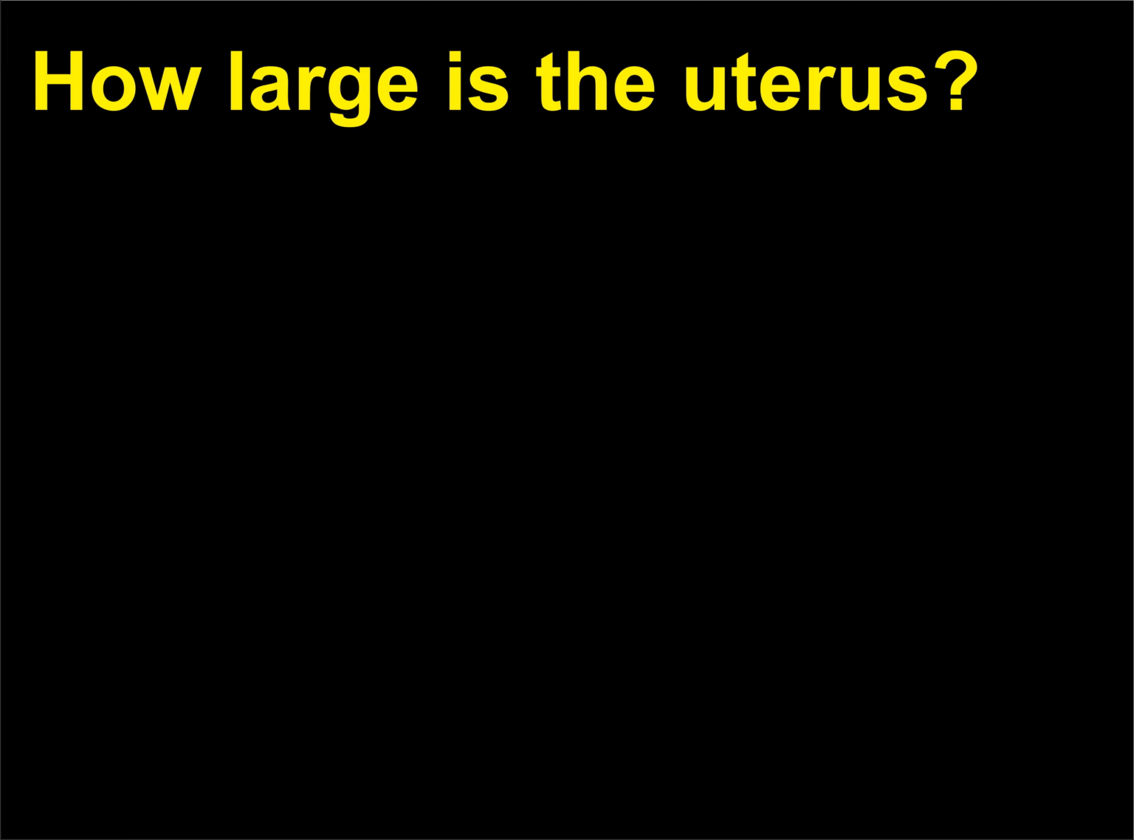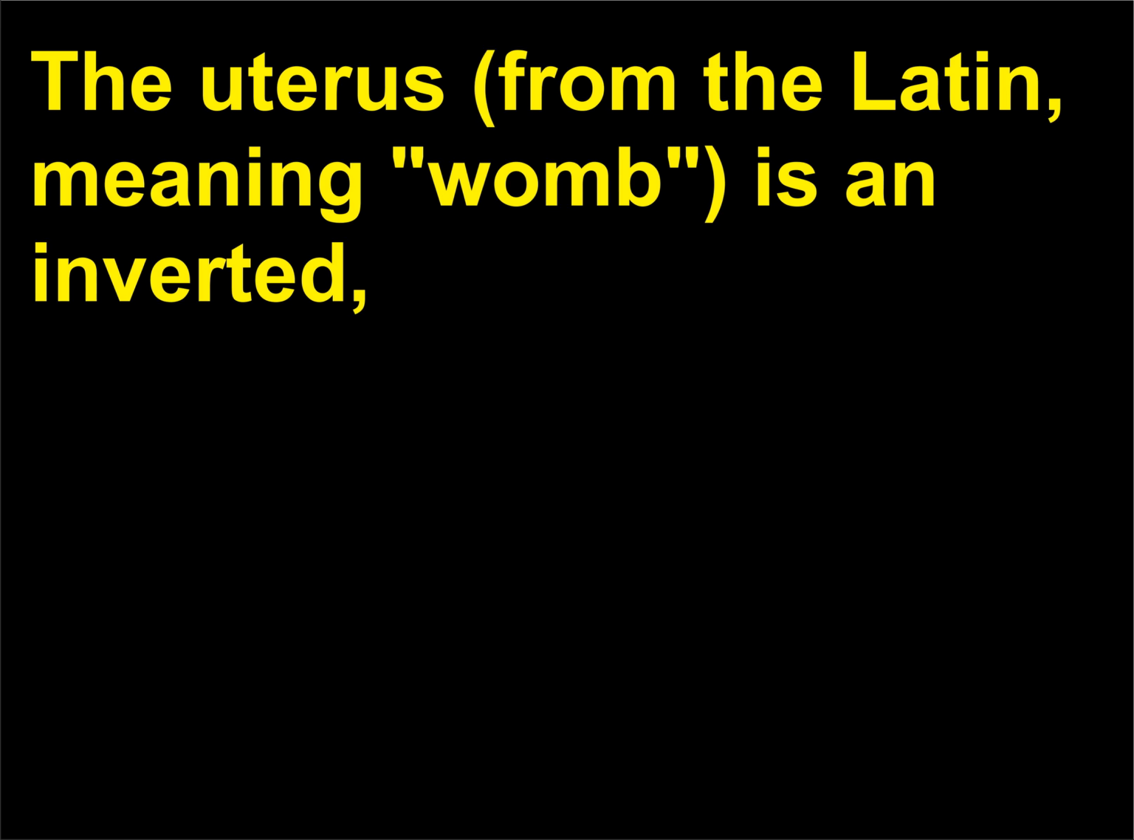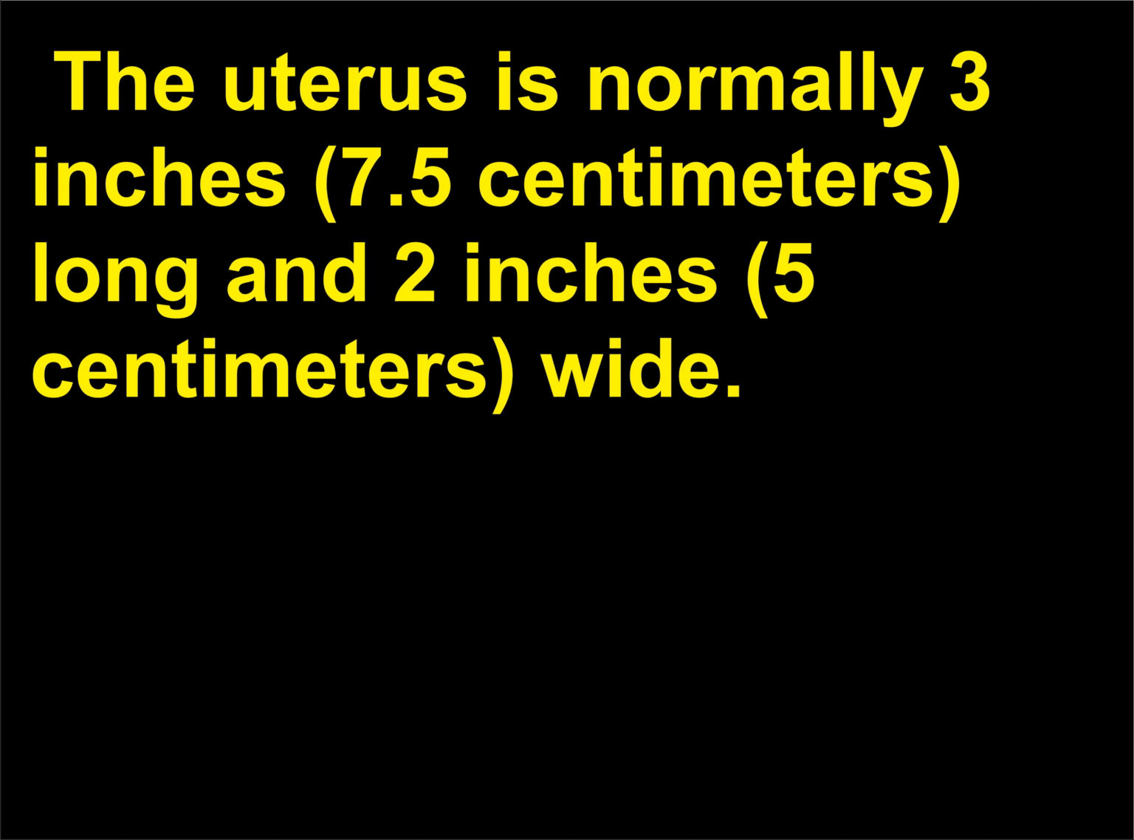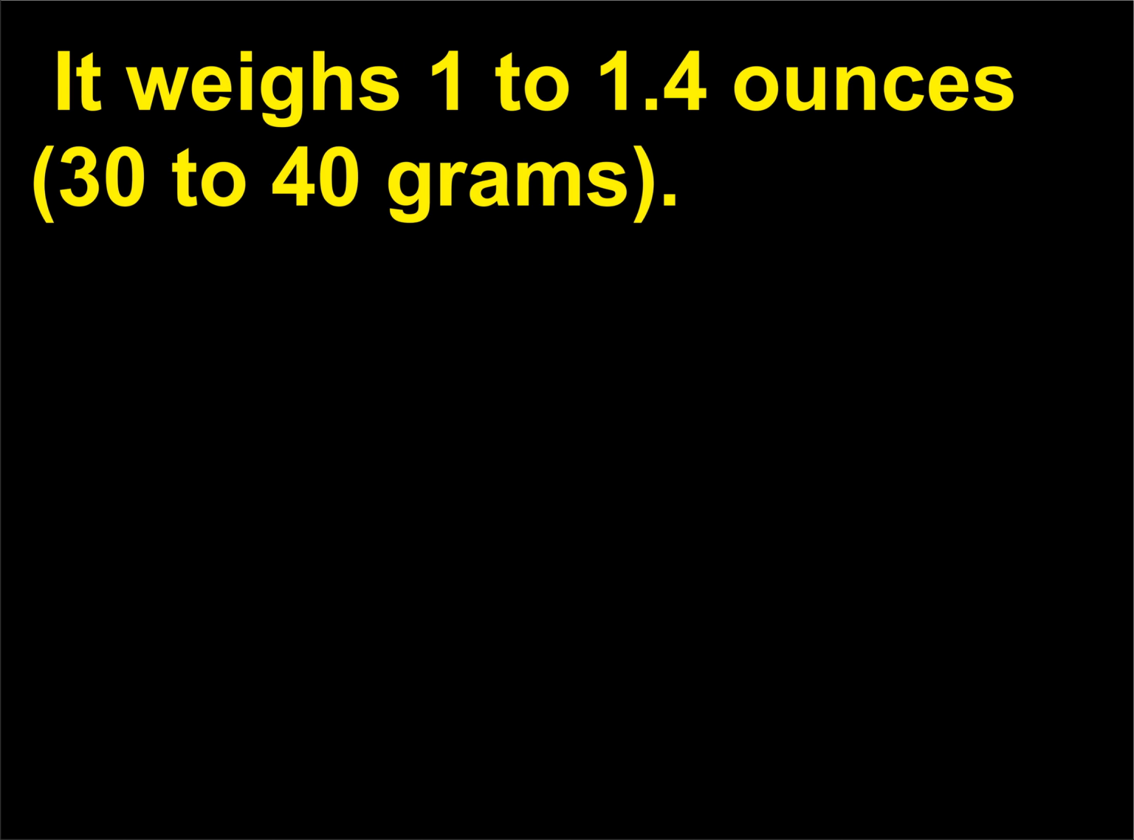How large is the uterus? The uterus, from the Latin meaning womb, is an inverted, pear-shaped structure located between the urinary bladder and the rectum. The uterus is normally 3 inches, 7.5 centimeters, long and 2 inches, 5 centimeters, wide. It weighs 1 to 1.4 ounces, 30 to 40 grams.